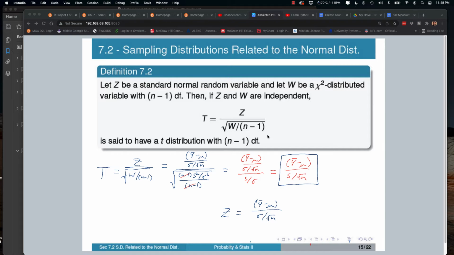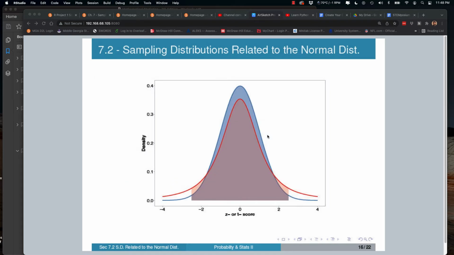All right, so how does the t-distribution and the standard normal distribution actually relate to one another? Well, here's an example of that. The red line there is the t-distribution. This is the t, and the blue line up here is the z, or the standard normal distribution. We'll just call it normal 0, 1 here for the standard normal distribution. And this is actually a t with 2 degrees of freedom.